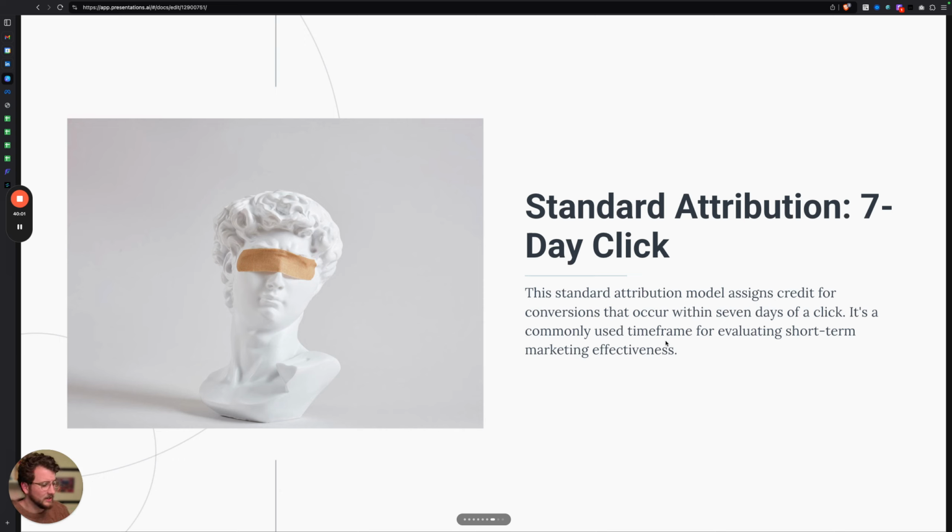You can do 28 day if you're a very high AOV, long sales cycle brand. That's not unreasonable. Same thing if you are an impulse buy, very inexpensive product, and you see your customer journeys are very short from first touch point to purchase. Do 1 day click. Just pick one. But 7 day click for the majority of brands, very good. That's pretty much all you need.